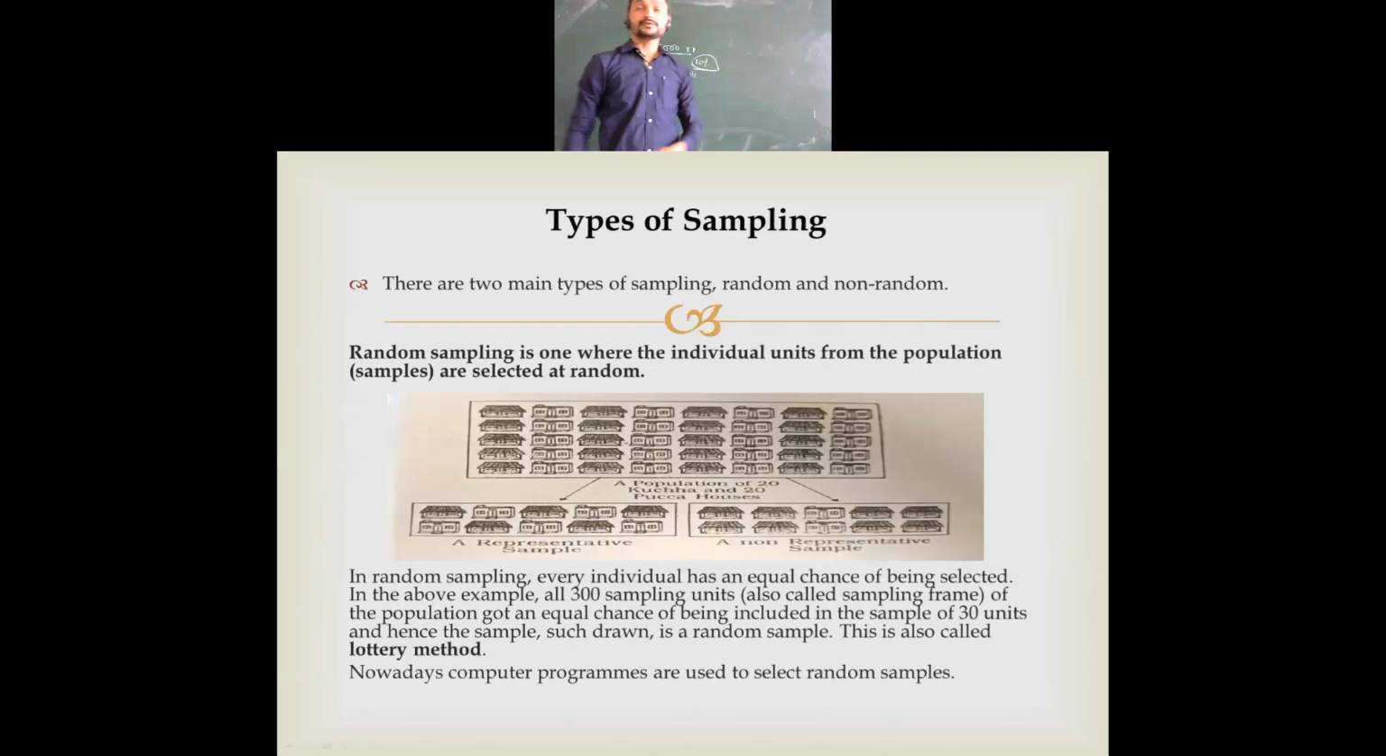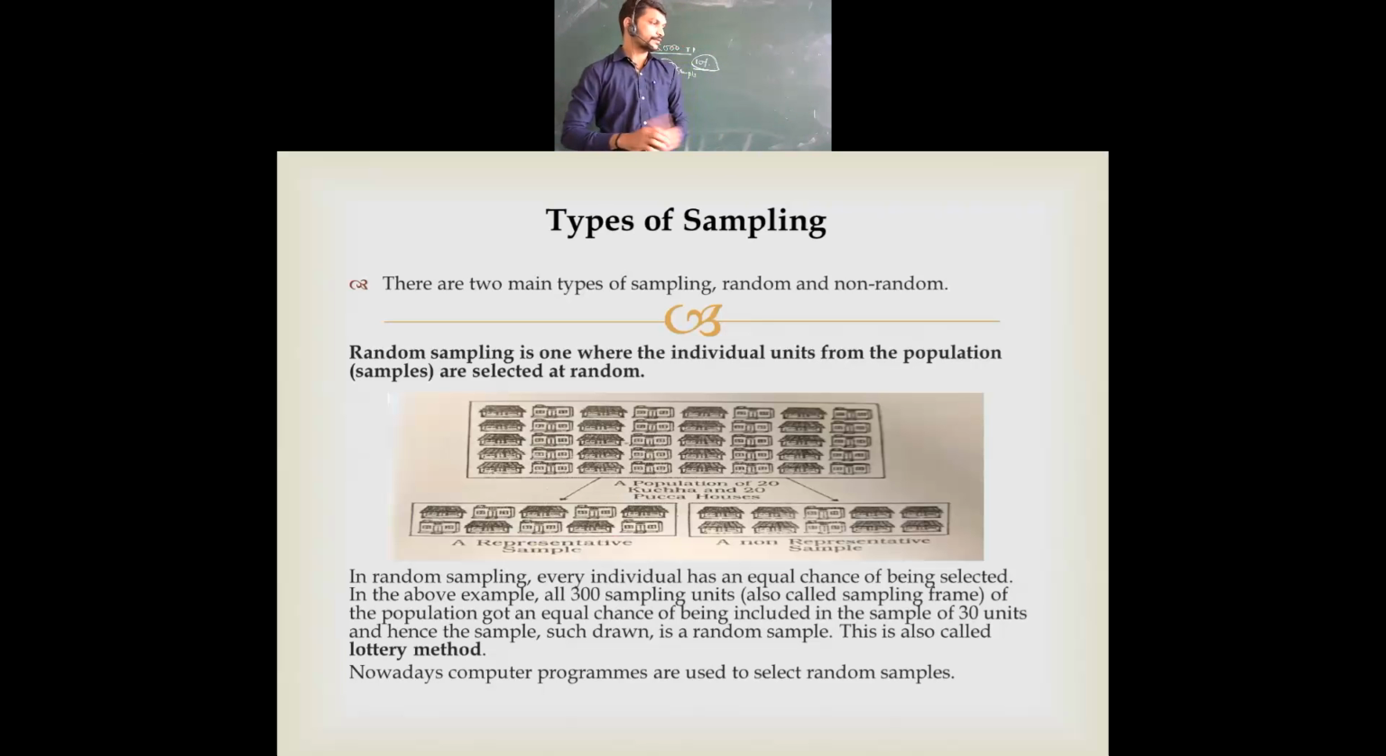Now here, types of sampling. As I told you, the sample you are going to collect has 2 types: random sampling and non-random sampling. These are the statistical tools, and in sampling we have 2 types, one random and another non-random sampling. Let's see what it means, what exactly random sampling means and what non-random sampling means.